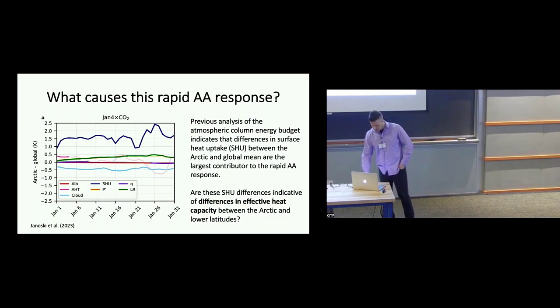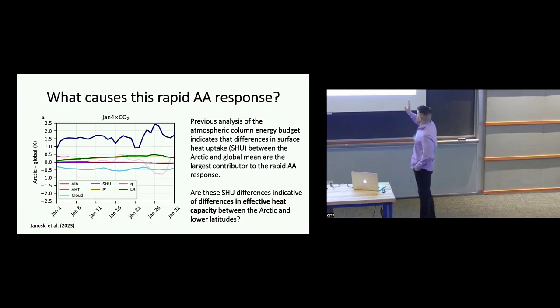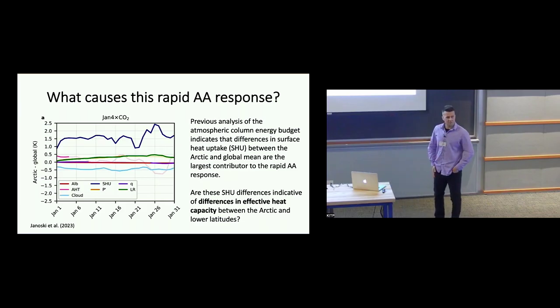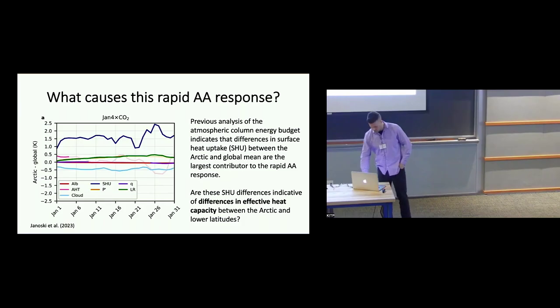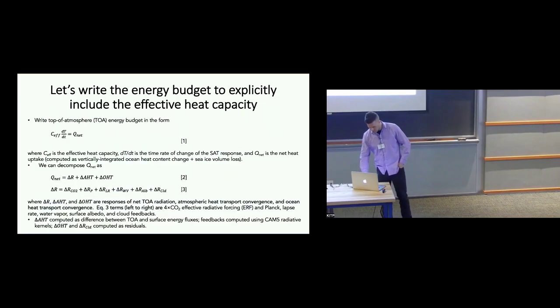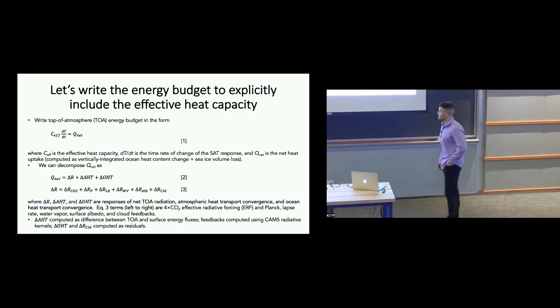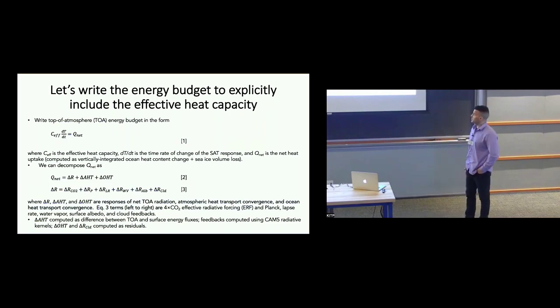So Ty's analysis here again focused on just the atmospheric column energy budget. As is traditionally done, we neglected the heat capacity of the atmosphere because it's pretty small, but since we're actually interested in heat capacity here, I'm going to, for the rest of this talk, write the energy budget in a different form. This is going to be the energy budget of the entire column, so the ocean atmosphere column, in other words, the TOA energy budget.